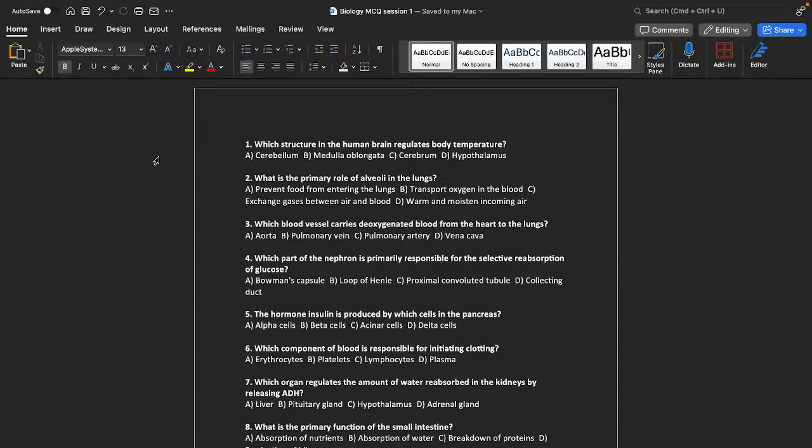So yeah, question 6, the component responsible for initiating clotting is platelets. Number 7, which organ regulates the amount of water reabsorbed in the kidneys by releasing ADH? Liver, pituitary gland, hypothalamus, or adrenal gland? So the right answer is pituitary gland.